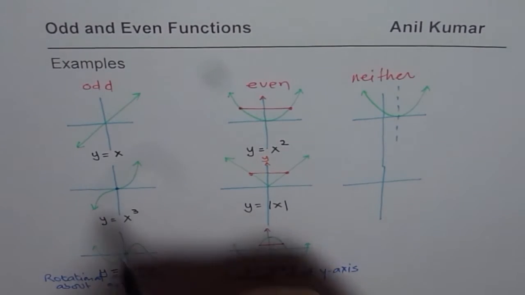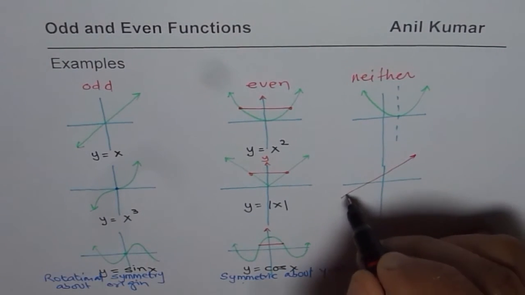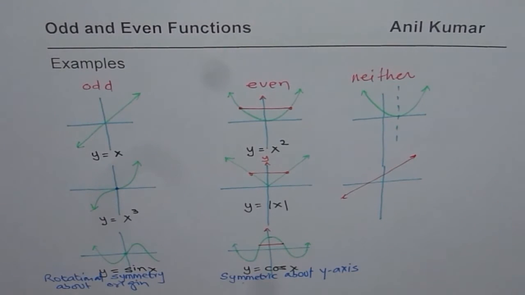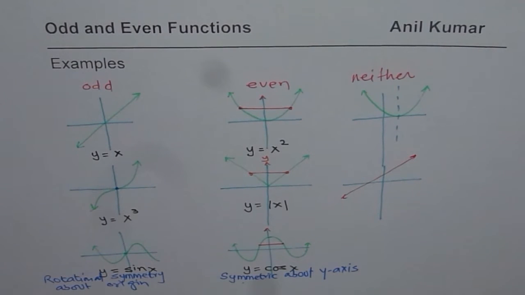For example, this line also I could draw like this. Now it is no more symmetric about the origin, right? So that is how we can actually see from the graph and say whether a function is even or odd or not. Now the question is, how can you algebraically prove whether a function is even or odd?